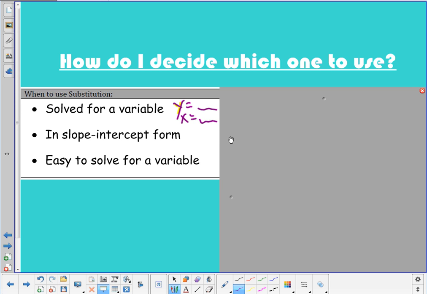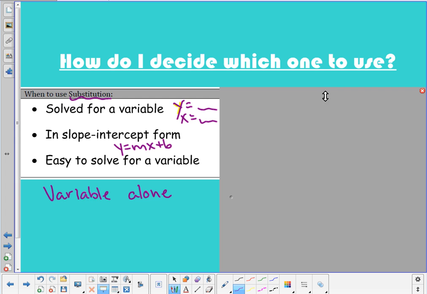Also, if you have equations in slope-intercept form, remember slope-intercept form is y equals mx plus b. Or if you've got a variable that's easily solved for, it may not be alone yet, but with just one simple quick step, you can get that variable alone, then I would use substitution. So basically here we're looking for a variable that's alone on one side of the equal sign. Okay, that's when we would use substitution.